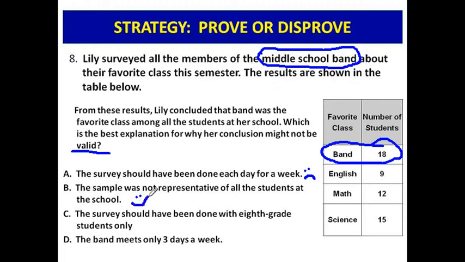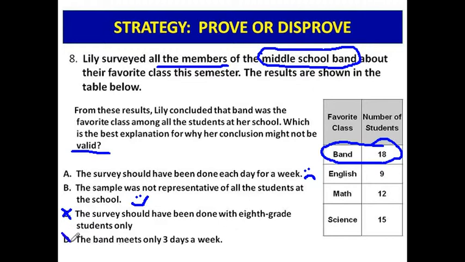C says the survey should have been done with 8th grade students only. It says she surveyed all the members of the band. It doesn't say anything about 7th grade versus 8th grade, so I don't think that's it. And D says the band meets only 3 days per week. That has nothing to do with this question.